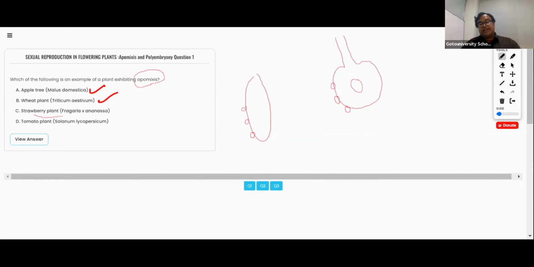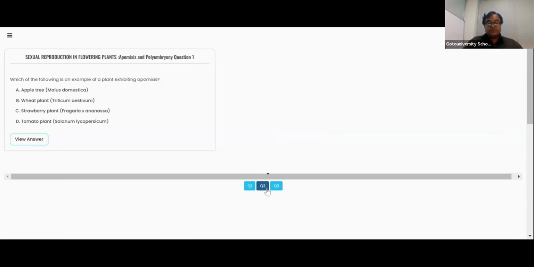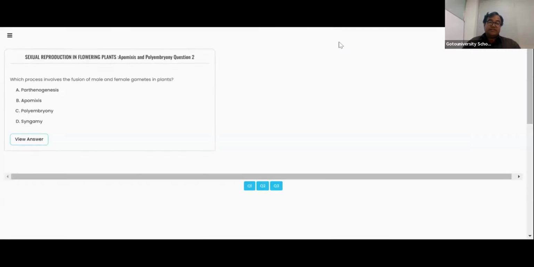Here sometimes they will ask the botanical name, sometimes the plant name. We should be competent enough to choose the answer. Now we are entering the next important question: which process involves the fusion of male and female gametes in plants? Many people are saying syngamy. In the Q&A session, syngamy is also called the fertilization process. Polyembryony, we know the word very well. Apomixis, you know very well. Parthenogenesis also, we know very well.